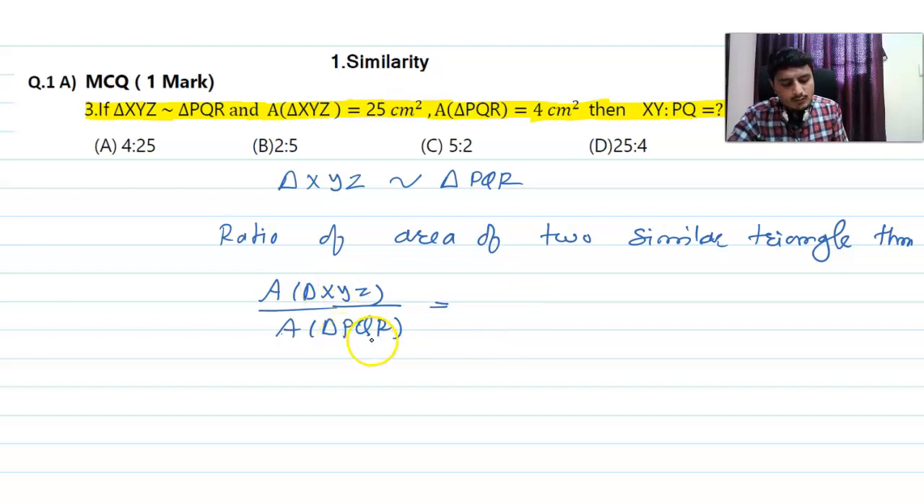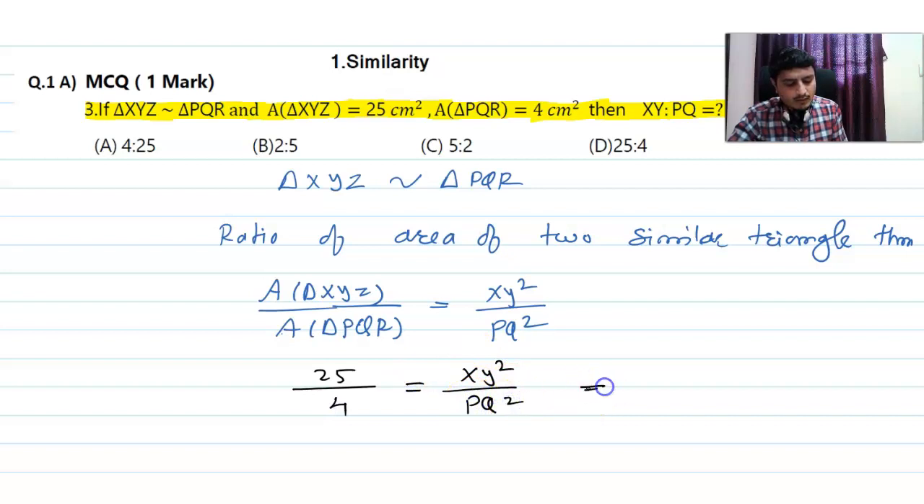Now XY corresponds to PQ, so we are taking XY square divided by PQ square. Now we have area of triangle XYZ is 25, while area of triangle PQR is 4. So 25 divided by 4 equals XY square divided by PQ square. Now to evaluate the value of XY divided by PQ, taking square root on both sides, 25 has square root 5, and 4 has square root 2.